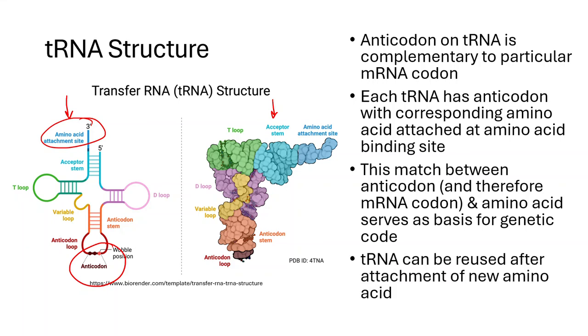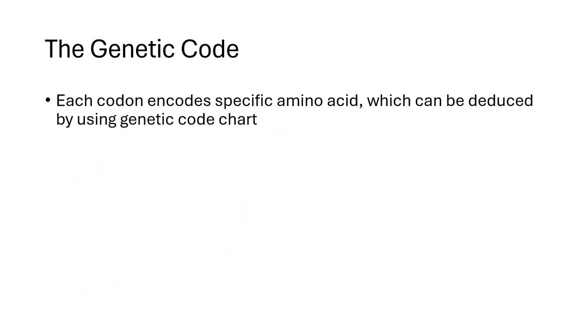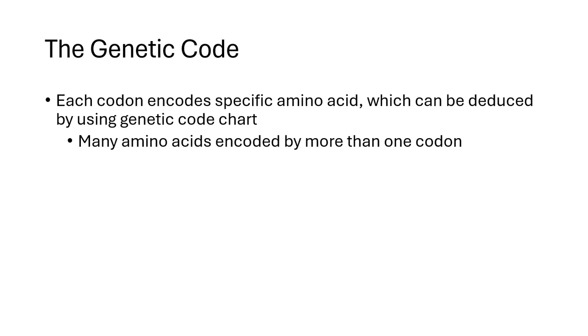And this tRNA, once it gives up its amino acid, can be reused over and over and over again. So let's talk about the genetic code. Each codon represents a particular amino acid, and you can use the genetic code chart, which we're going to look at on the next couple of slides, to figure out which amino acid goes with which particular codon.